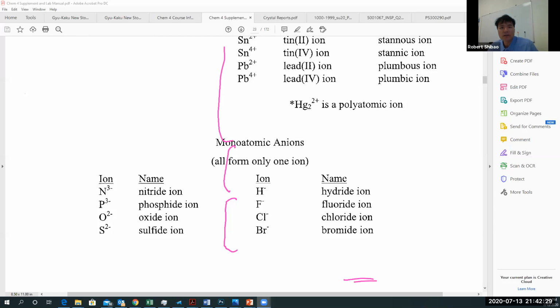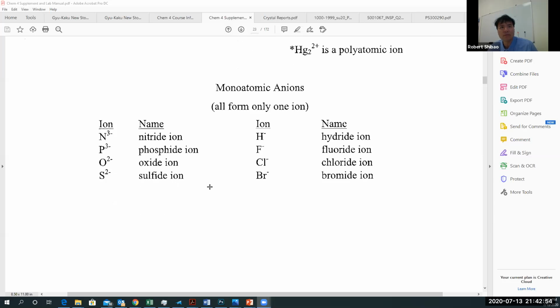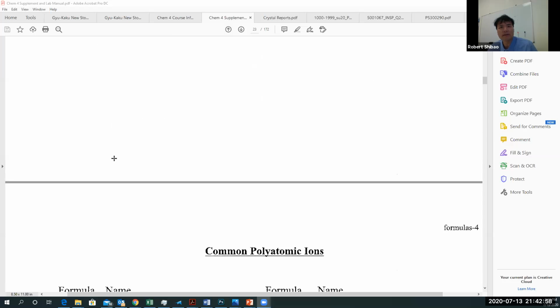So then we go to monatomics here. With the monatomics, you just change the ending to "ide" and then figure out how many electrons it wants to get to the nearest noble gas. Nitride, we know the charge. It's got to be 3. Phosphide, 3. These are monatomic anions. Hydride, hydrogen can gain 1 electron, so it would be like helium with 2 electrons. Fluoride, chloride, bromide, sulfide, oxide. Monatomics.